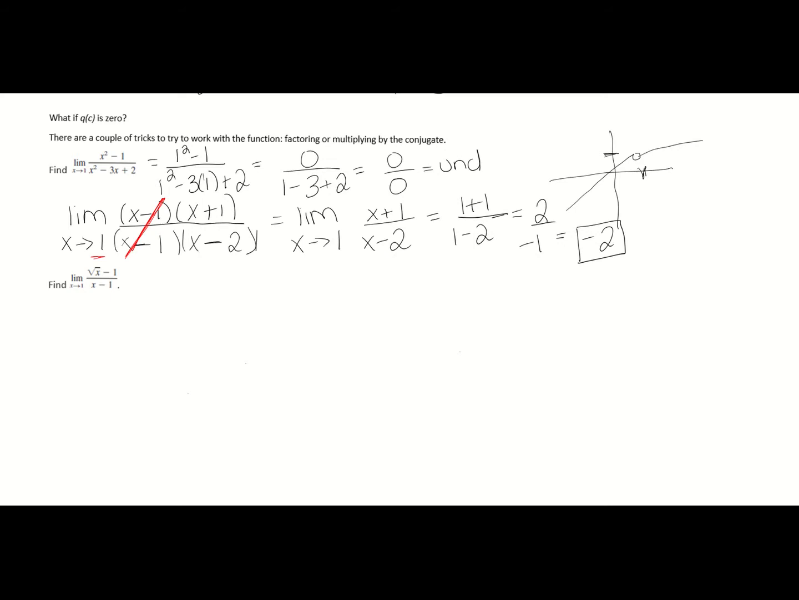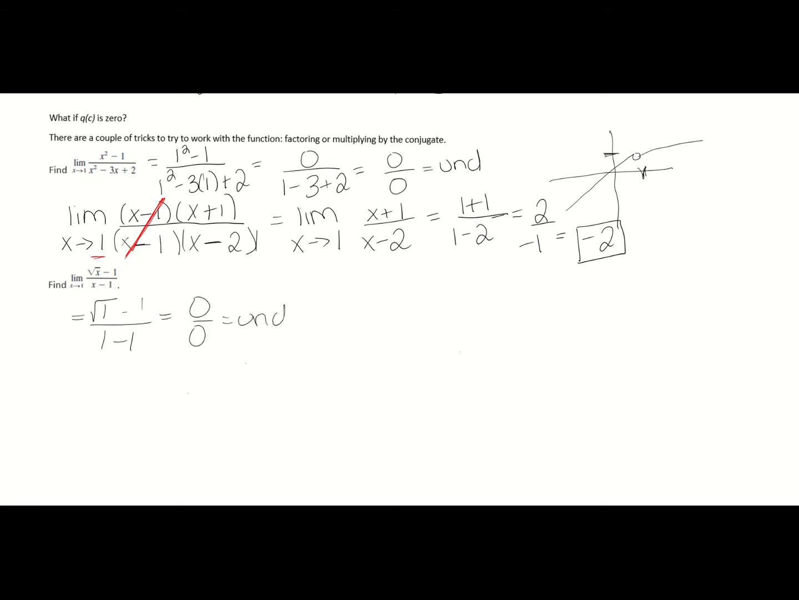Okay, the next one here is multiplying by the conjugate, and you want to try to do this if you see a radical. So again, the first thing we would do is we would try to plug in. So we would get the square root of 1 minus 1 over 1 minus 1. And I think everyone can easily see that that would be 0 over 0.